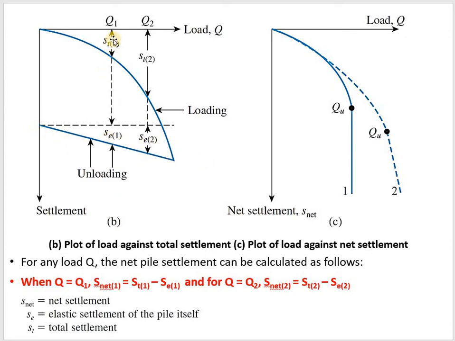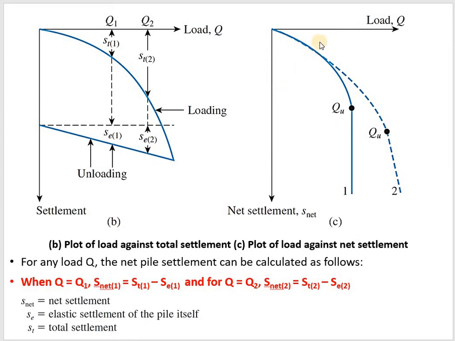Now from this, how do you find the net settlement? Here you can see this is the total settlement ST1 and this is the elastic settlement SE1. So ST1 minus SE1 gives you the net settlement. Similarly, this is for load Q1, and when the load is Q2, the net settlement is ST2 minus SE2.